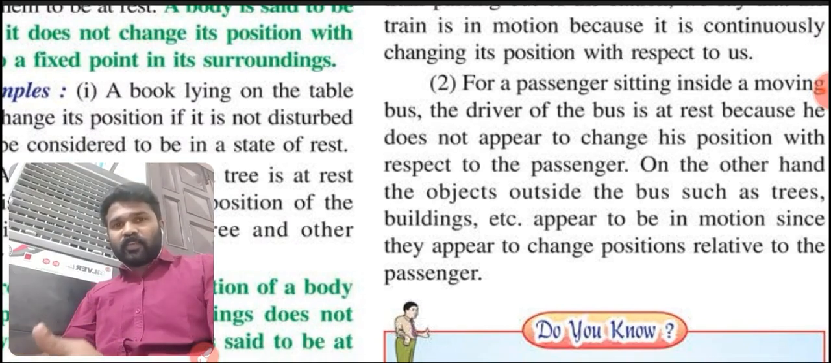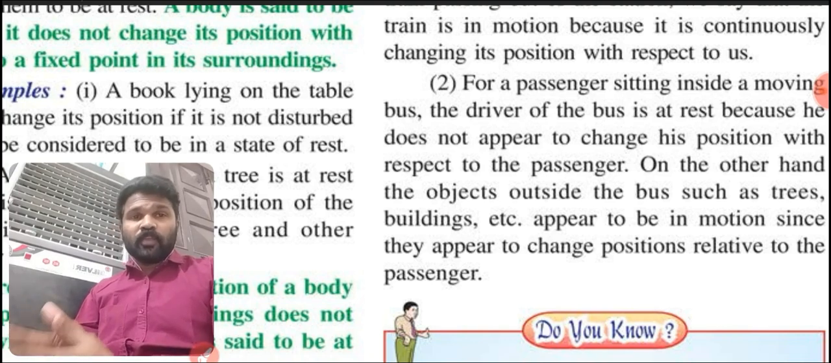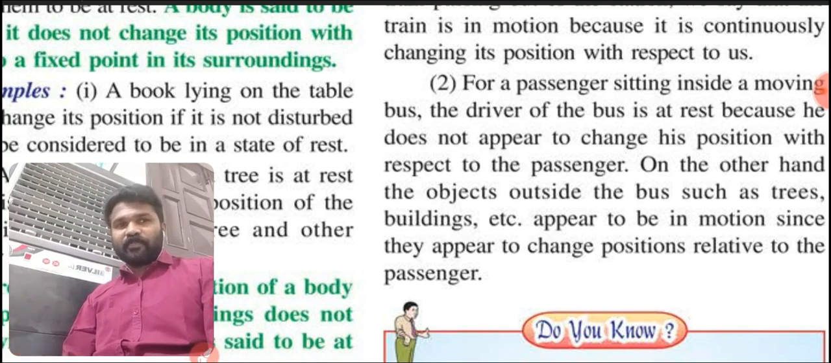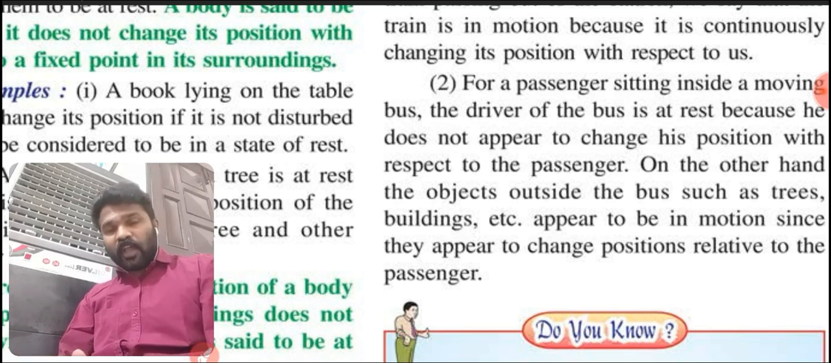Another one: a passenger sitting inside a moving bus. Suppose that we are sitting in a moving bus. The driver of the bus is at rest, but the bus is moving. The driver is at rest because he does not appear to change his position with respect to the passenger. On the other hand, the objects outside the bus such as trees, buildings, etc. appear to be in motion since they appear to change positions relative to the passenger.